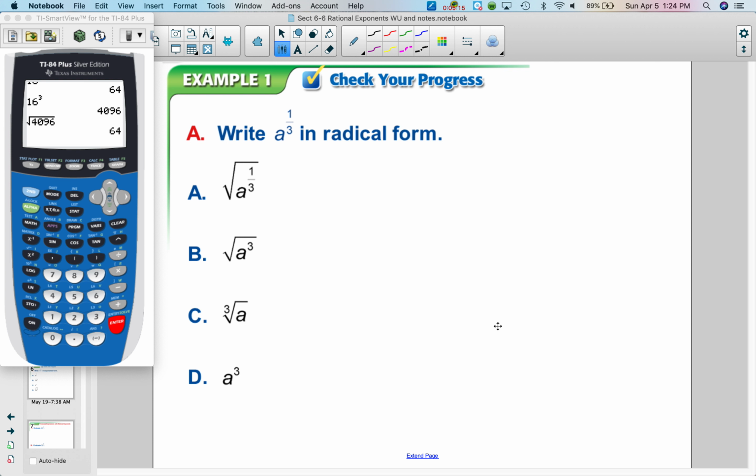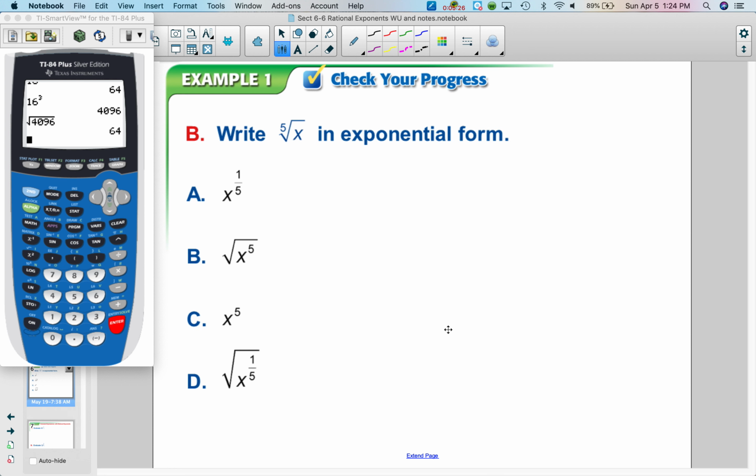So go ahead and try this example. You can pause it and try the example. You should have gotten C for this one. And go ahead and write this in exponential form. So go ahead and pause it. Okay, you should have gotten A, x to the 1/5 power. All right, so they're not hard.